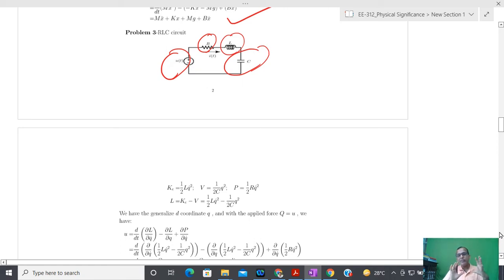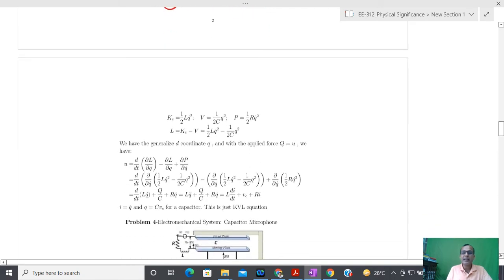Even if that is an electrical system, I am going to use the same kind of theory as in mechanics, from the equivalence. So you can see here that the kinetic energy is half L q dot square, the potential energy is q square by 2C, and here again the dissipative term is half R q dot square. Finally, whatever the forcing function is, from that I have to subtract the term dou P by dou q dot.